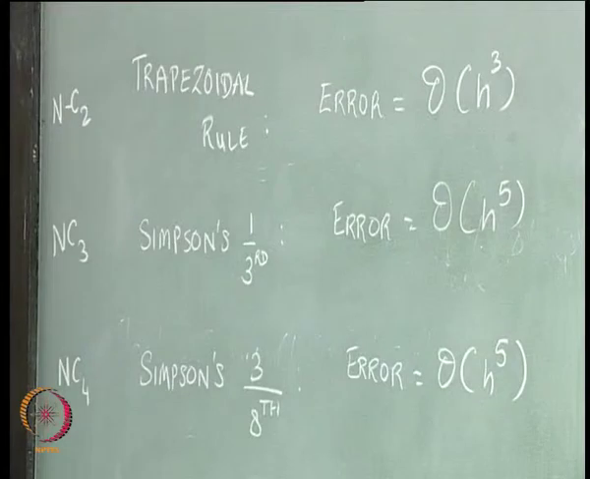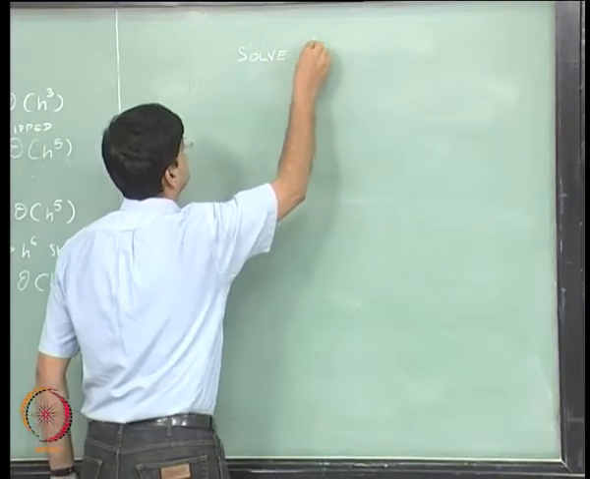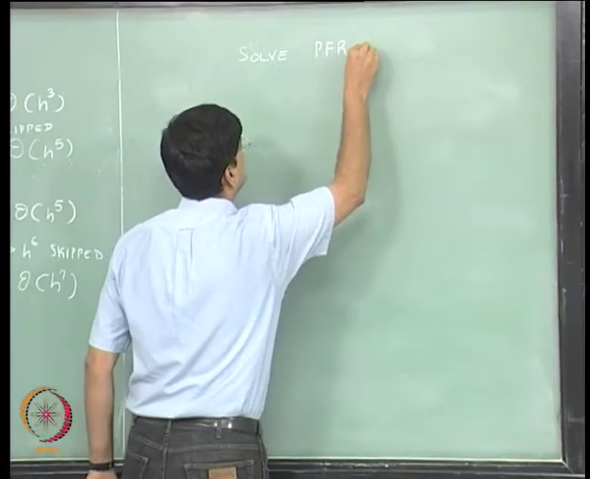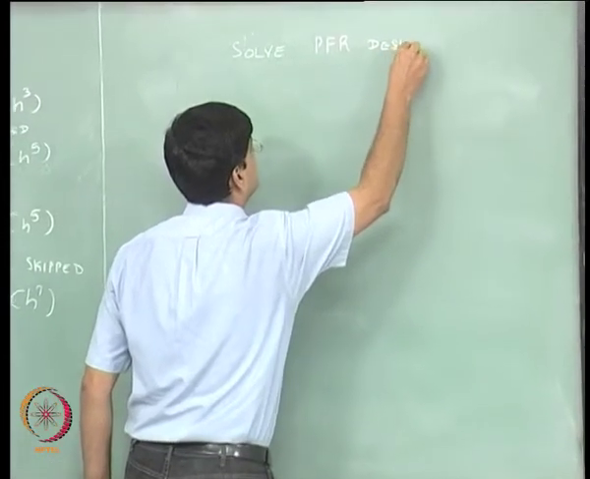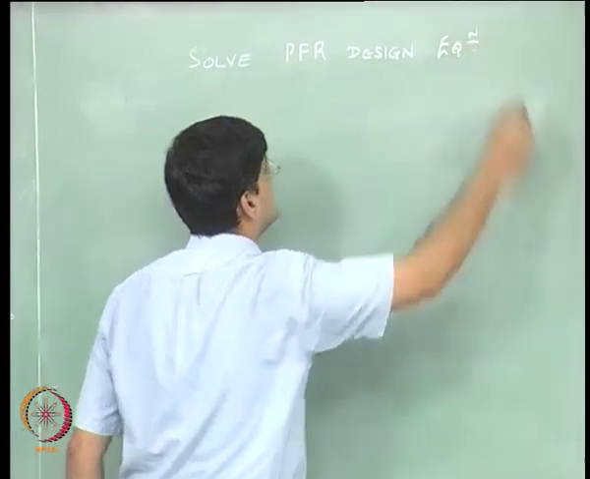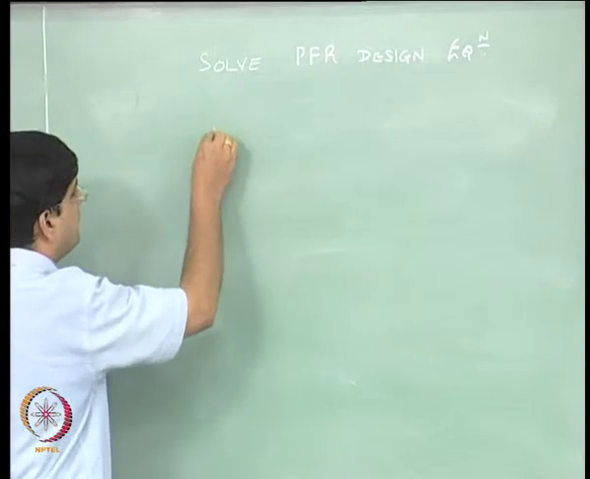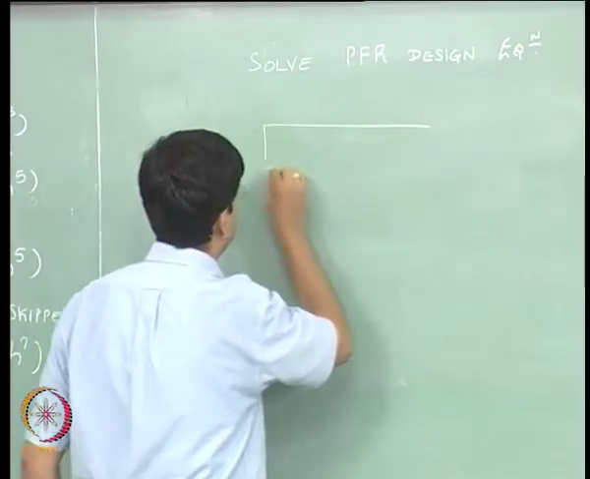What we will do is go to Excel and do one chemical engineering problem of interest, and the problem that we will do here is going to be the design of a plug flow reactor. So we will solve the PFR design equation. Okay. The design equation for plug flow reactor.